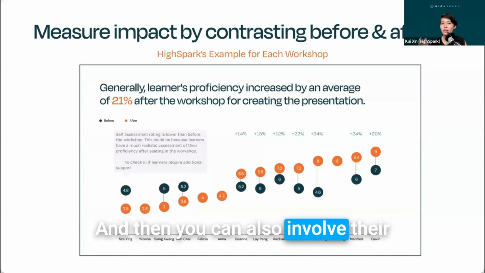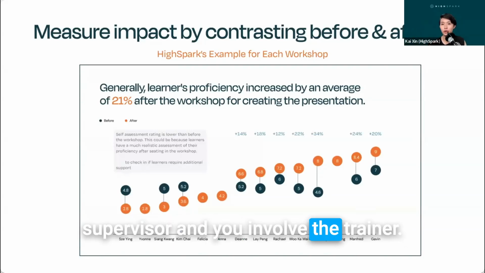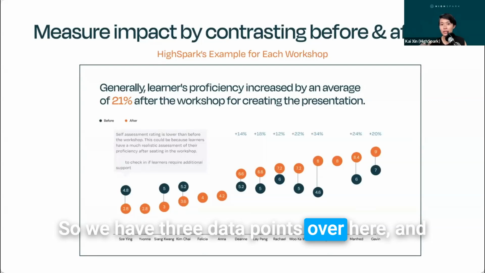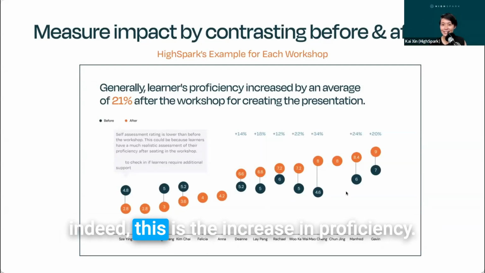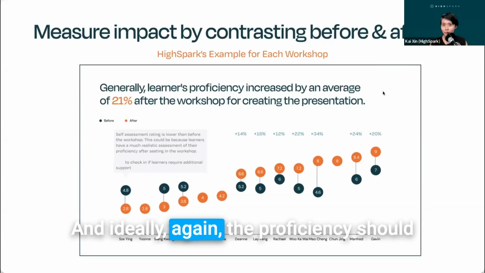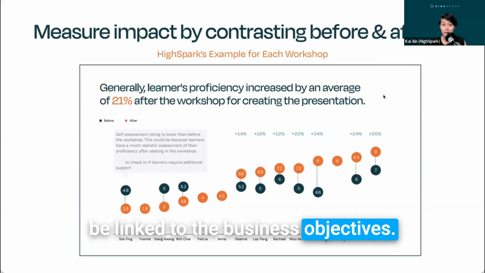And then you can also involve their supervisor and the trainer. So we have 3 data points over here, and then we can average it out to say that, hey, indeed, this is the increase in proficiency. And ideally, again, the proficiency should be linked to the business objectives.